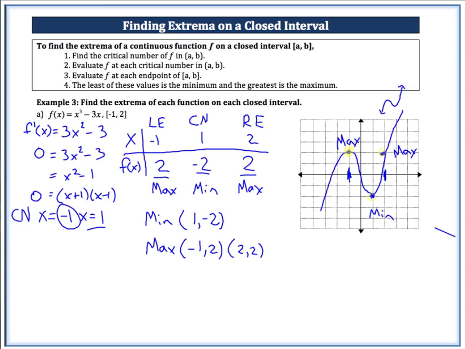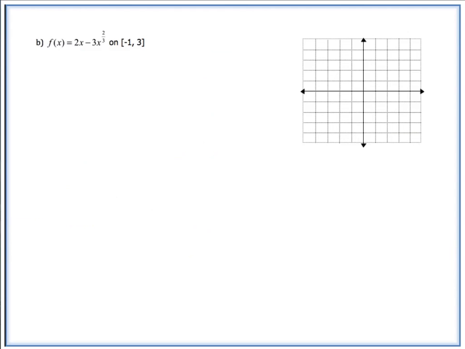All right, let's move on to another example. Here we have 2x minus 3x to the 2/3, and we're on the interval -1 to 3. So again, first step, find your derivative. So this is why it's an application of the derivative, because we're using it to do something else. So this is going to be 2 minus, let's see, 2/3 times -3 is just -2. And then we're left with x, let's see, 2/3 minus 1 is -1/3.